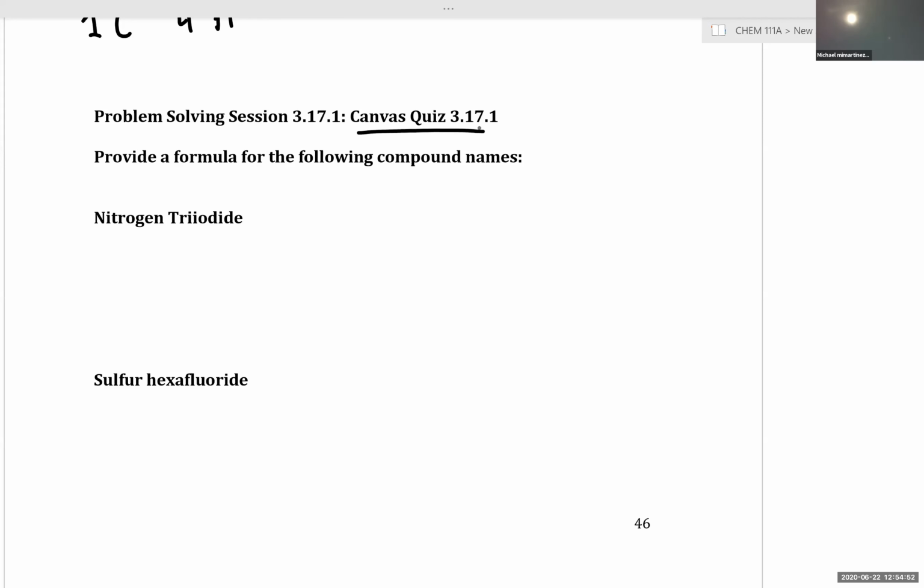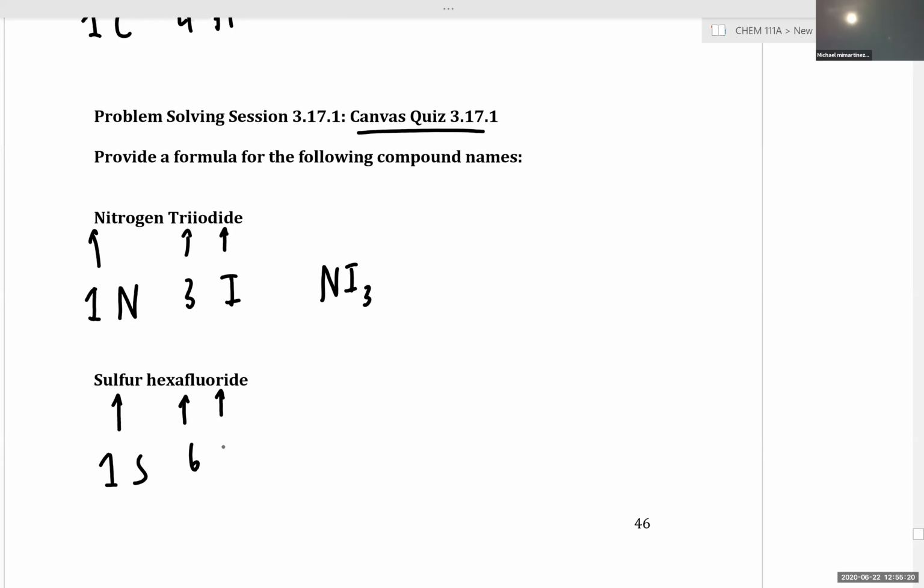And we have the full class responded and all of them are perfect. So let's discuss these examples. So nitrogen triiodide. Nitrogen, no prefix, so we just write in 1 nitrogen atom. Tri is 3, iodide is iodine, so we get NI3. Perfect. Sulfur hexafluoride, sulfur, so we have 1 sulfur atom, hexa, 6, fluoride, F, so it's SF6. Perfect. The whole class did quite well on these examples.